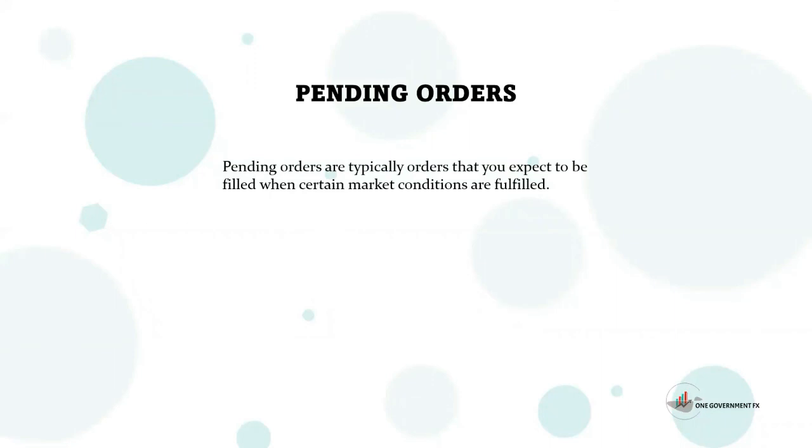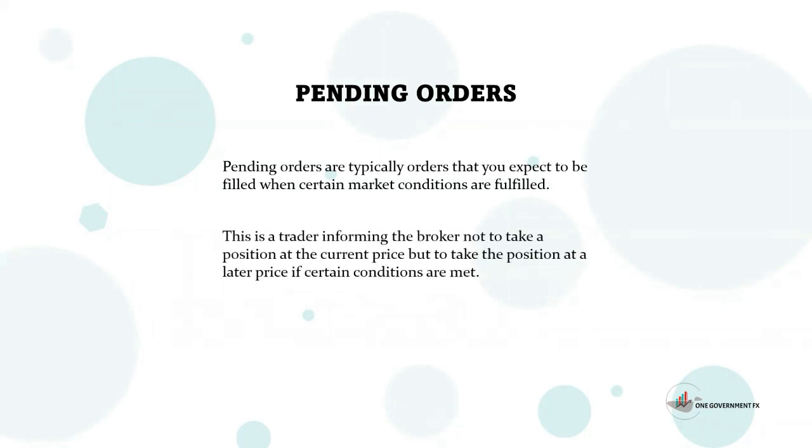If you expect price to reach a certain point and you expect a certain reaction from the market, maybe based on your analysis, then you place the pending order so that when you are not available, the order is filled on your behalf. This is a trader informing the broker not to take a position at the current price, but to take a position at a later price if certain conditions are met.